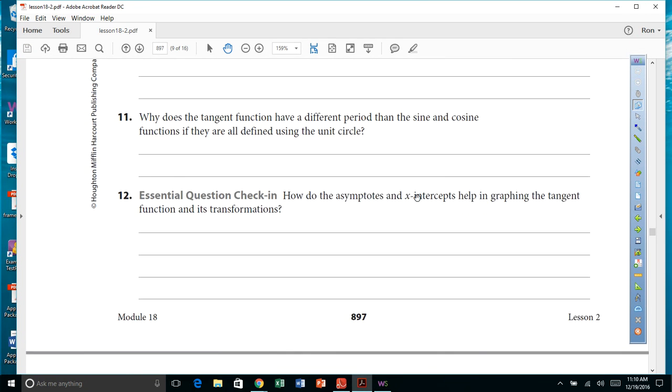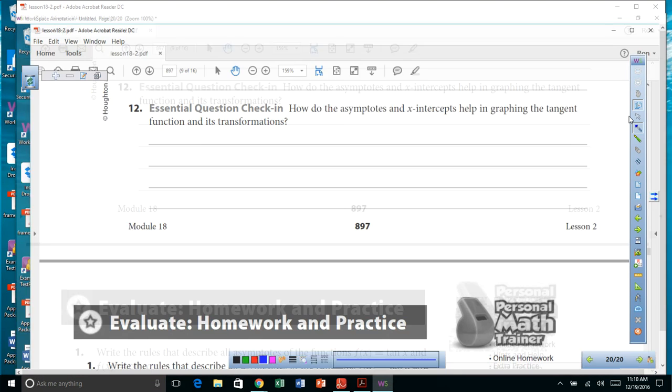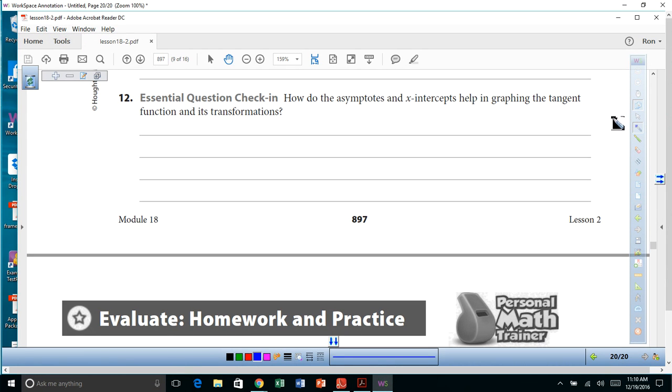Okay. Essential question check-in. How do the asymptotes and the x-intercepts help in graphing the tangent function and its transformations? Well, there are repeating vertical asymptotes whose spacing comes from the horizontal stretch parameter b. These guide the sketch of the curve because the curve will approach the asymptote but not cross it. The x-intercepts occur at regular intervals n pi b, where n is an integer.